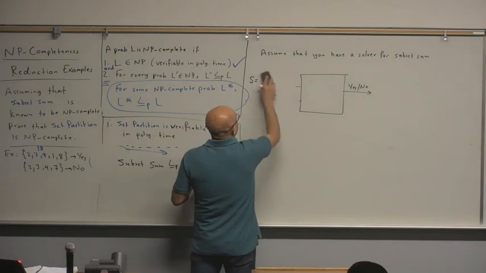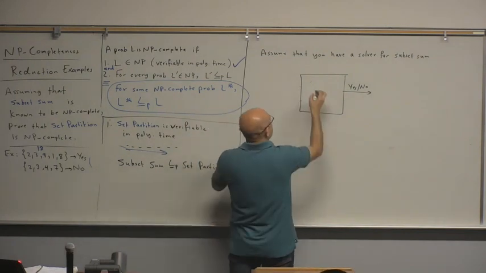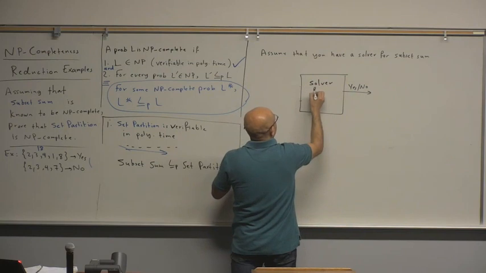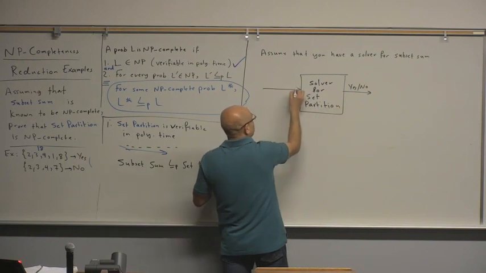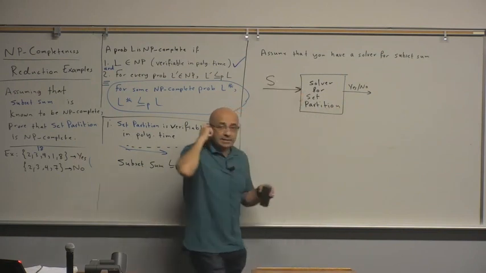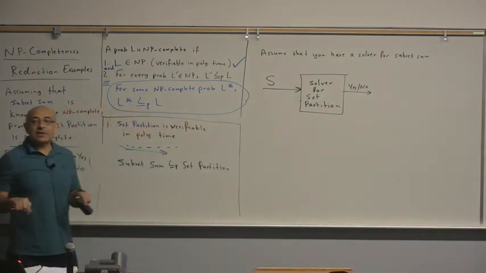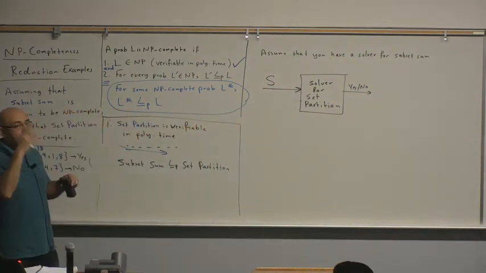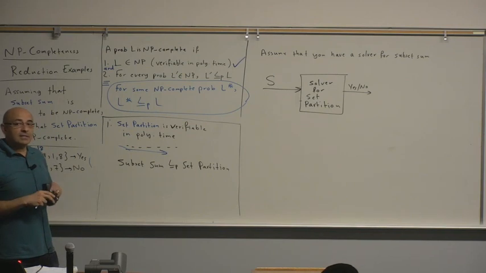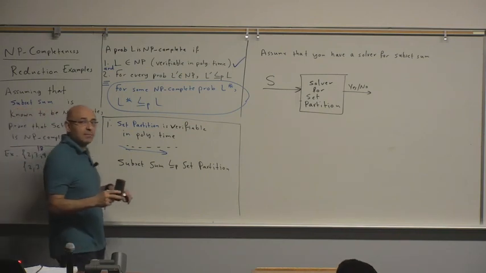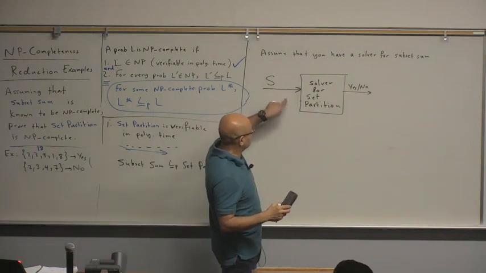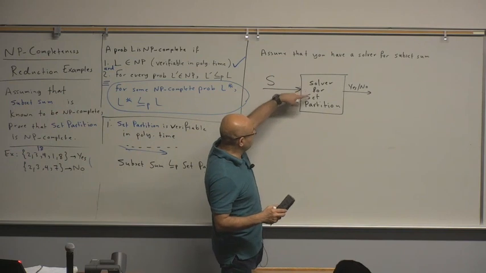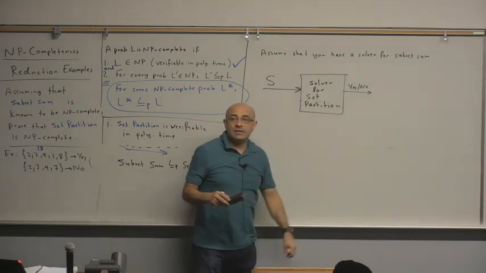But now you are assuming that you have a solver for set partition. And the solver for set partition takes only S as input. So somehow you have to encode the target, because an instance of subset sum will have a set and a target. So somehow you have to encode the target here and employ this solver for set partition to solve subset sum.